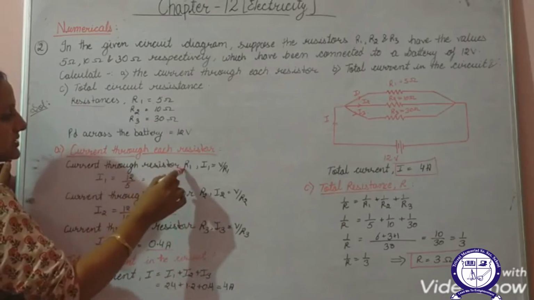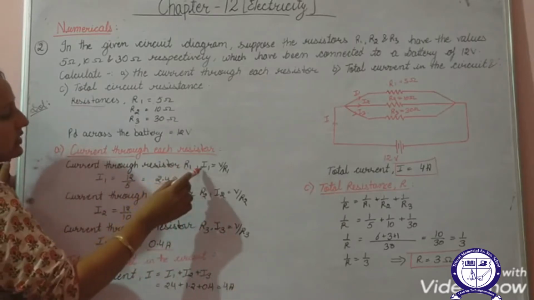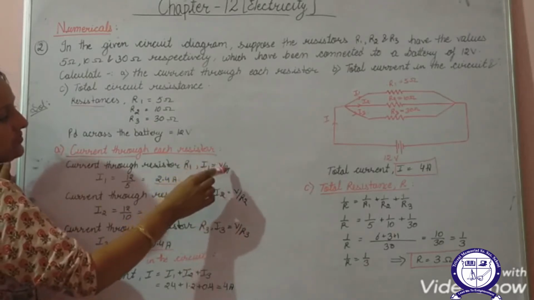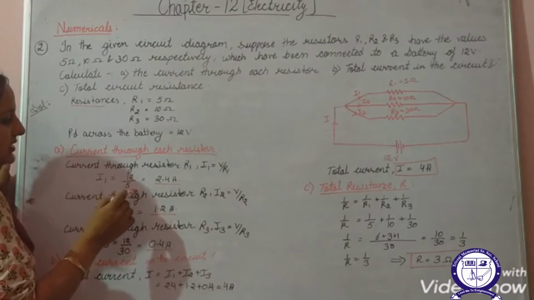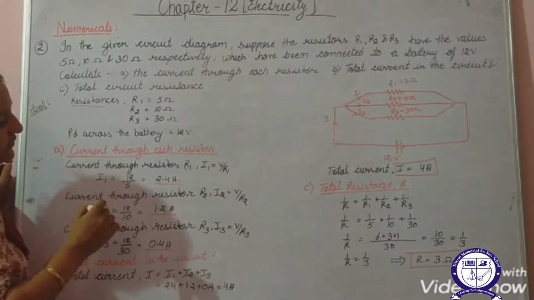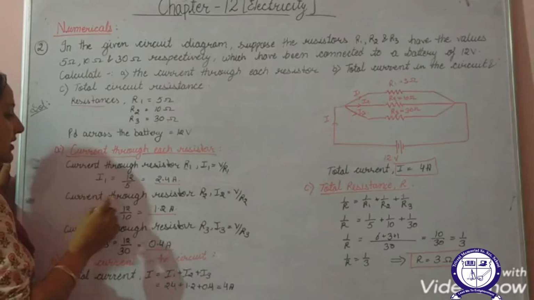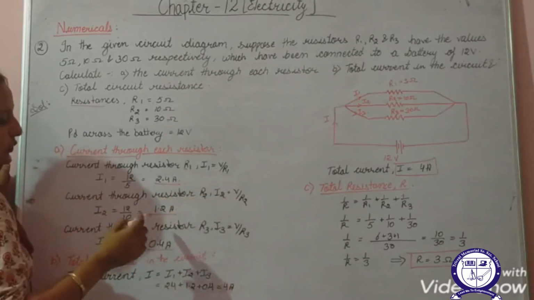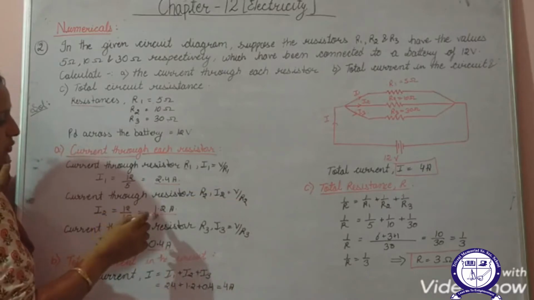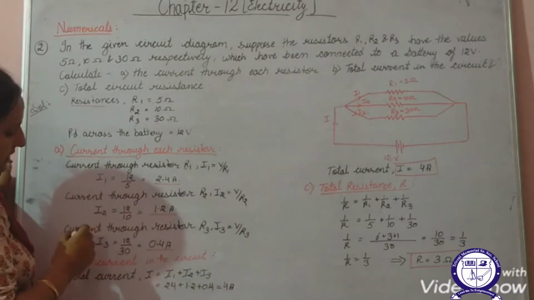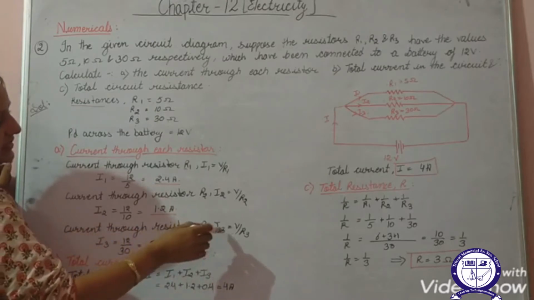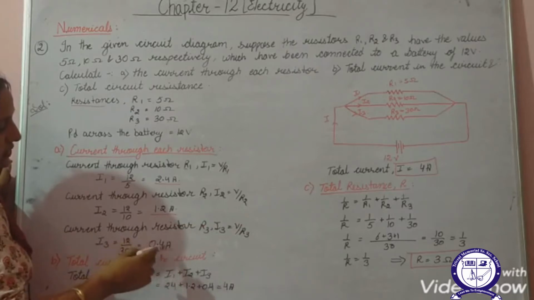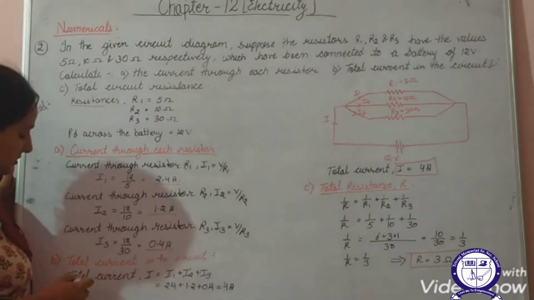If we calculate the current through resistor R1, according to Ohm's law, the current through R1, that is I1, is equal to V by R1. So V is 12, R1 is 5. On solving, you'll get it to be 2.4 amperes. In a similar way, current through resistor R2, let it be I2. So I2 will be equal to V by R2. So V is 12, R2 is 10, so we'll get 1.2 amperes. Current through resistor R3, that is I3, will be given by V by R3. V is 12, R3 is 30, so on solving we'll get it to be 0.4 amperes.